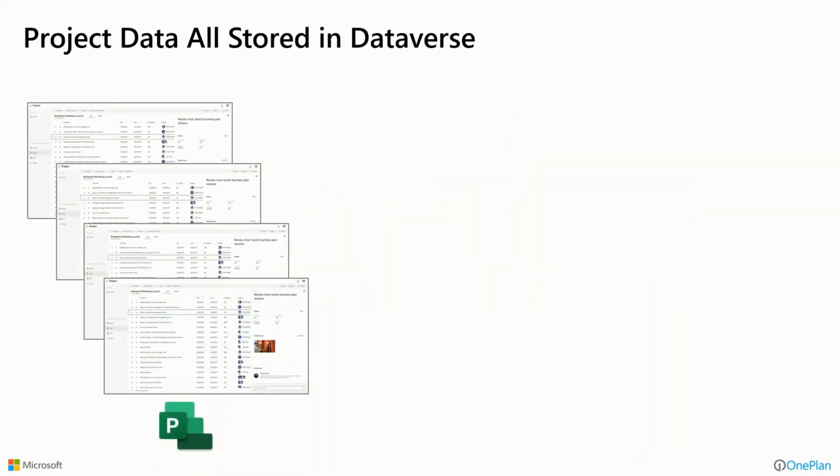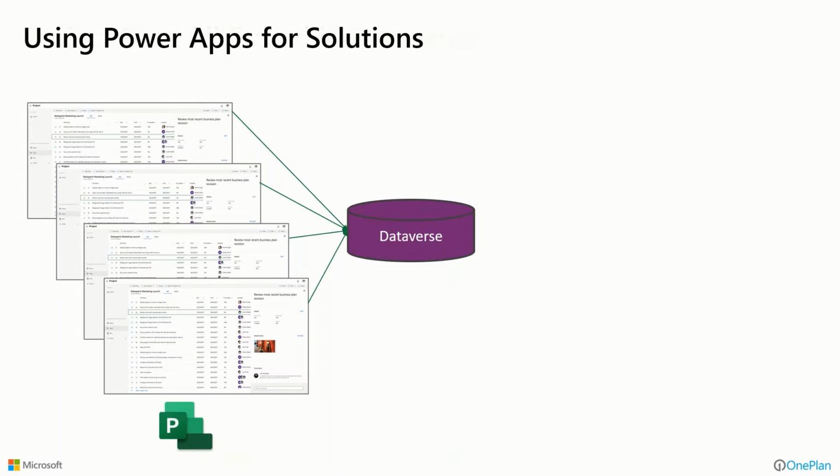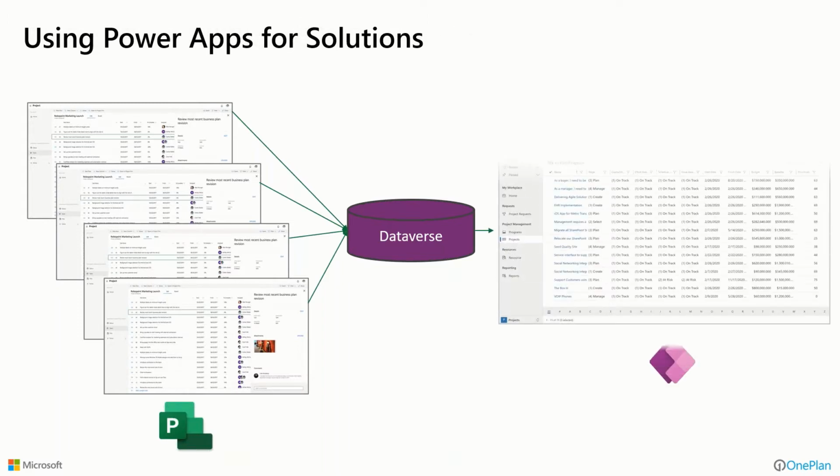And what we mean by that is with all your project data from Project for the Web being stored in Dataverse, meaning without you doing anything, it's actually storing all that data in this robust data repository instead of saving it in individual files around the organization. It allows us to use Power Apps for solutions. So by having that data all in that database, we're allowed to use the Power Apps capabilities to fashion our own solutions, put in entities that allow us to capture other project and portfolio management related data.